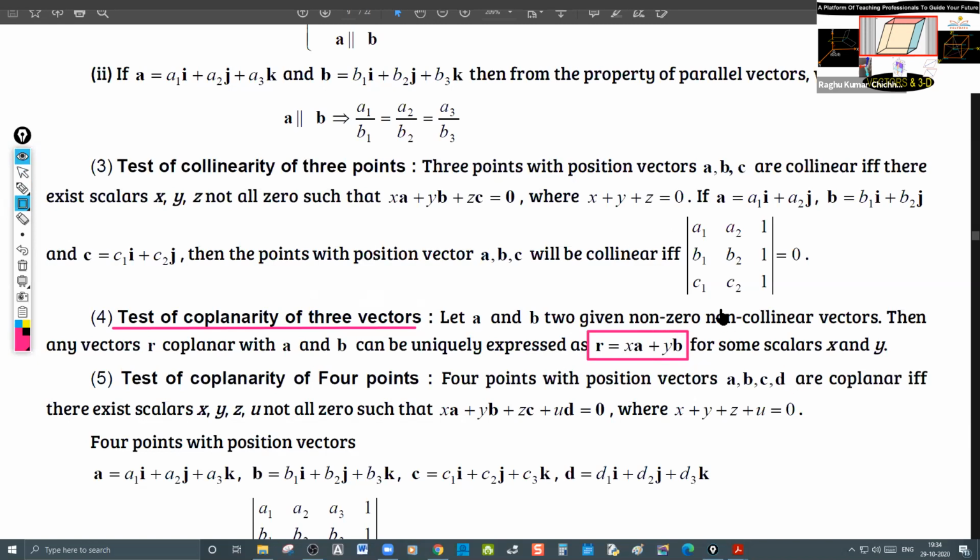R bar is equal to XA bar plus YB bar. I said if 3 vectors are coplanar, there exists a linear relation between them. And if a linear relation is existing, we can say that they are coplanar. Then what is the test of coplanarity? You have 2 to 3 different methods for this.